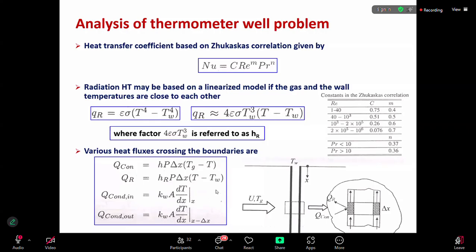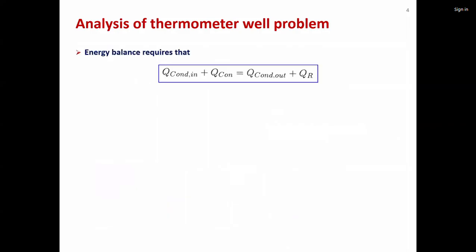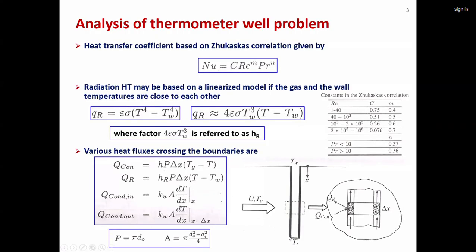So if you can write the heat balance equation, the energy balance equation, from there you can solve and find out how the temperature of the tip is varying and what the corresponding error is, which is the temperature of the tip minus the temperature of the gas, and how you can minimize it.